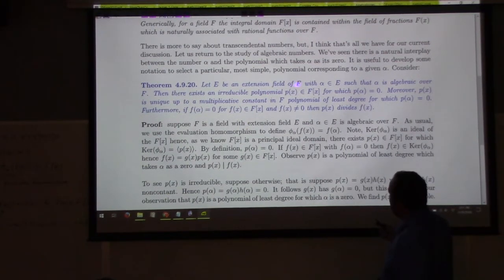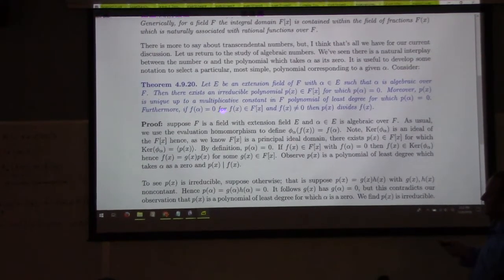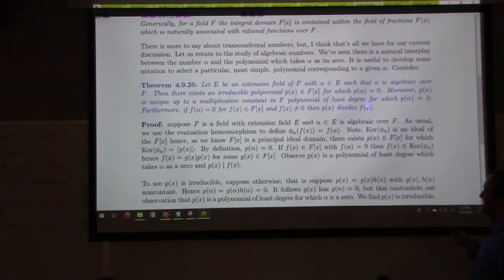So E is an extension field of F, alpha in E, such that alpha is algebraic over F, then there exists an irreducible polynomial P of x over the field for which P of alpha is equal to 0. Moreover, P of x is unique up to a multiplicative constant in F. It is the unique polynomial of least degree for which P of alpha is equal to 0. Furthermore, if f of alpha is equal to 0, then it must be that P of x divides f of x.